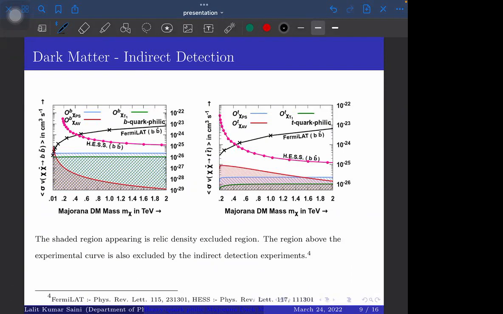So the colored region is disallowed by the relic density bounds, and the region above this H.E.S.S. and this Fermi-LAT curve is also disallowed. So only the region between these upper and lower curves is allowed.